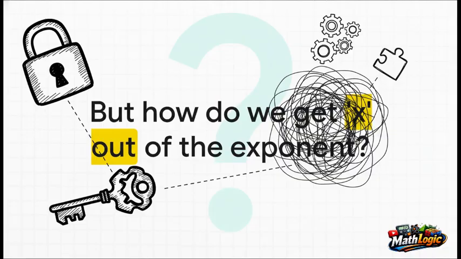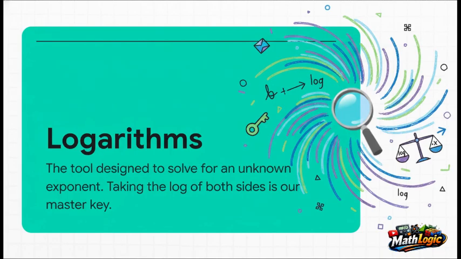We can't divide by 2, we can't divide by 6. That x is basically a prisoner up there in the exponent. To get it down, we need a very special key. And that special key is called a logarithm. I know, they can look a little intimidating, but trust me, logarithms were literally invented to solve this exact problem, how to free a variable that's trapped in an exponent. Think of it as the ultimate escape tool.